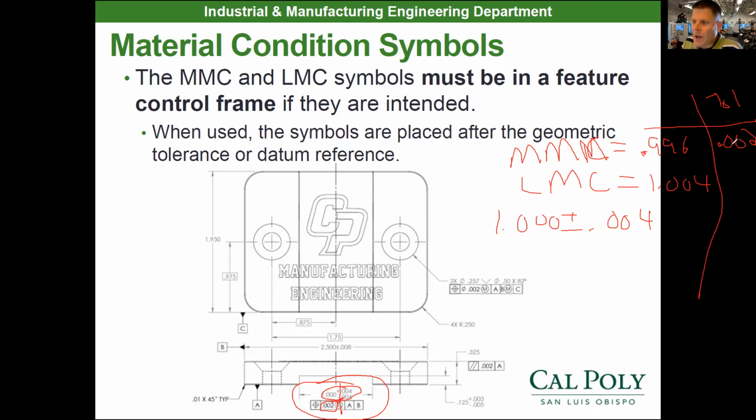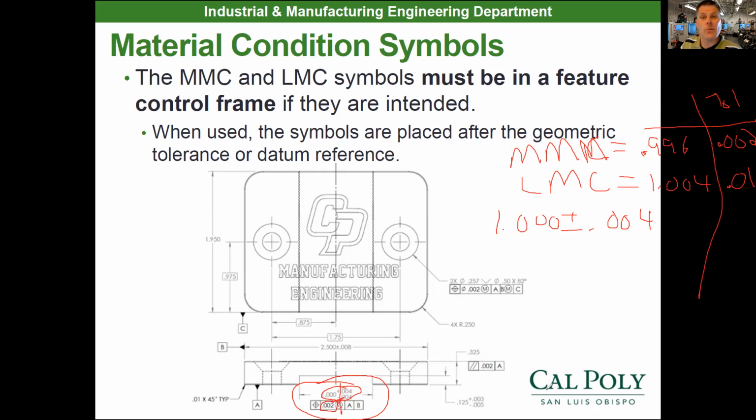However, when I start to go away, I make my slot wider. Let's say I make it at LMC. I am 8 thou away. I could have my tolerance zone size at 10 thou and still be good. So my slot can slide around about 8 thou more than it could have when it was in the 2 thou position. So that's how a material condition symbol modifies our location tolerances.